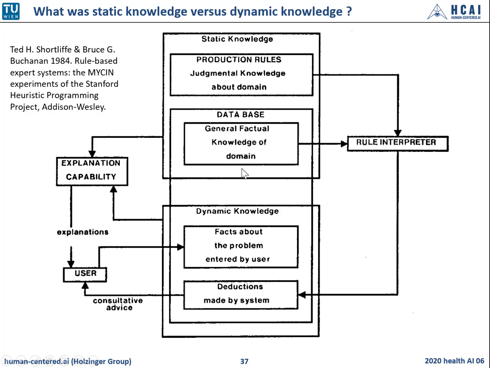And in this slide, we see the idea of the separation of static knowledge here in the upper part of the slide and the dynamic knowledge. The static knowledge are the rules and facts, and the dynamic knowledge is the entries made by the human. Here you see the consultative advice, explanations, the user interacts, and the deductions were made by the system. So this is the principle of such a rule-based system. So the static were rules and the general facts, the domain knowledge, and the dynamic were the real-time facts entered by the end user, the medical doctor, and the deduction produced by the systems. Please remember here also very important: induction, deduction, abduction.